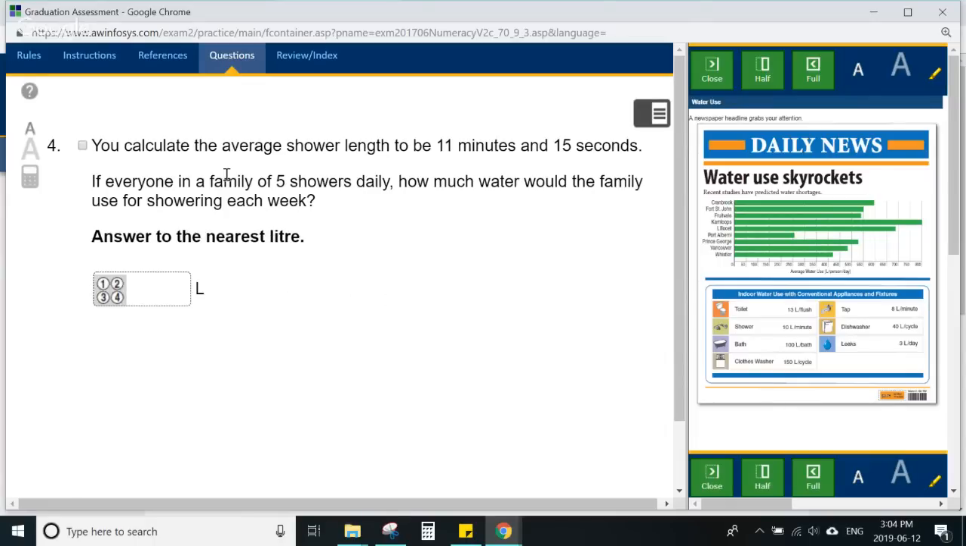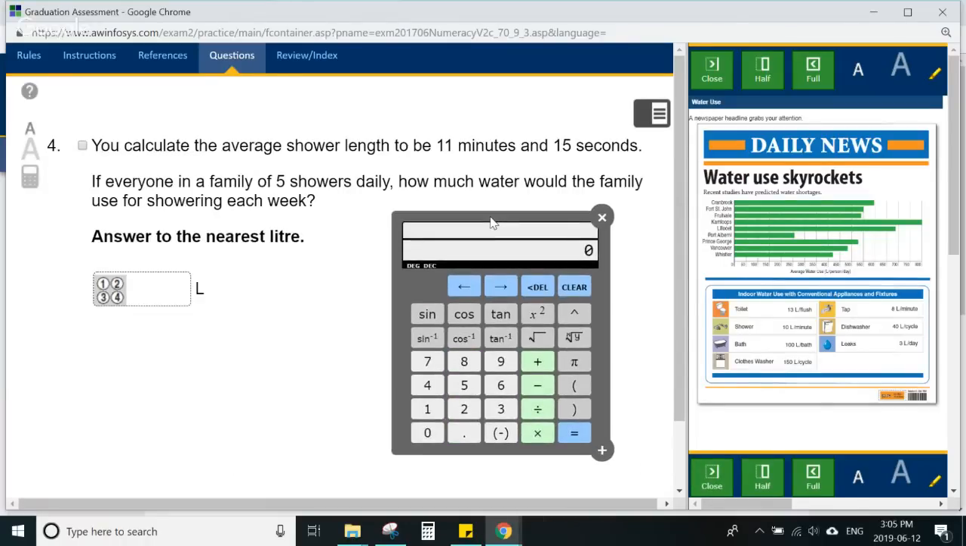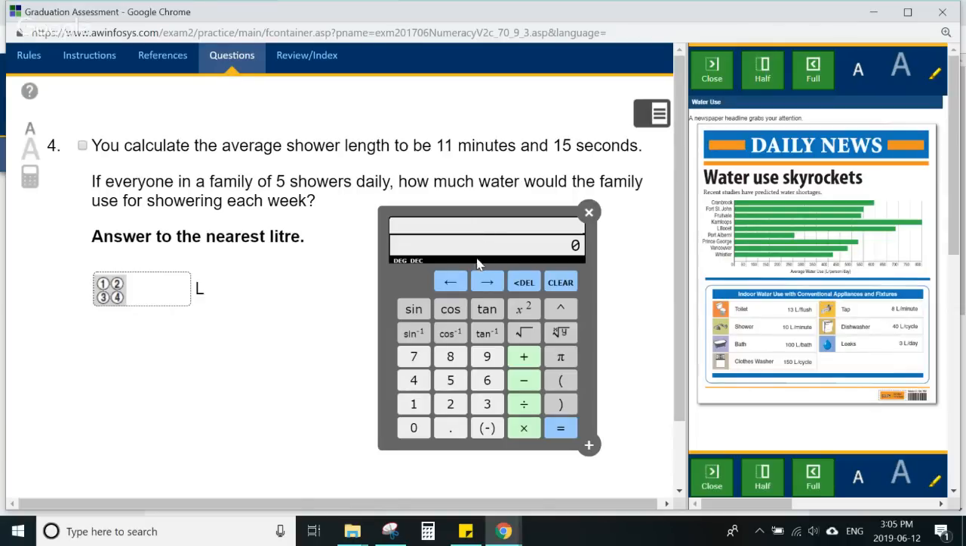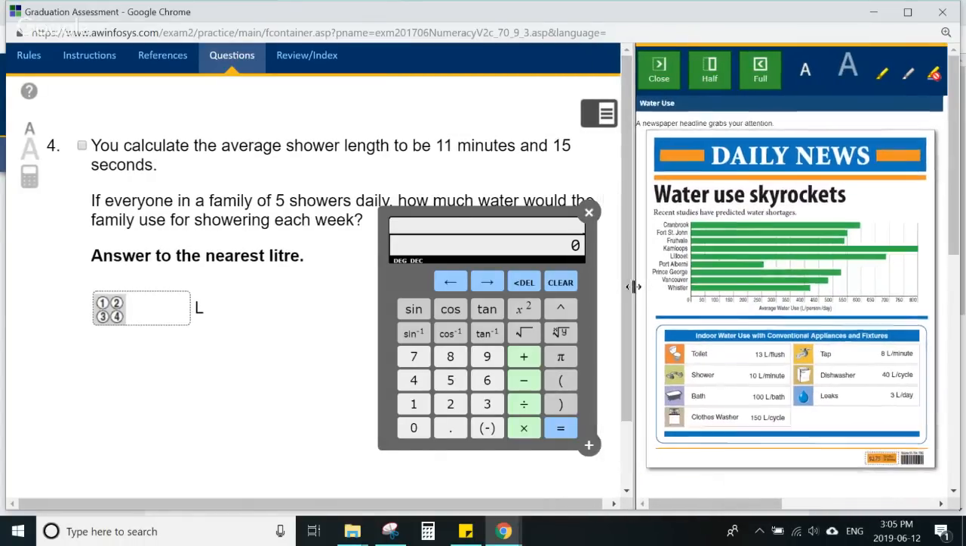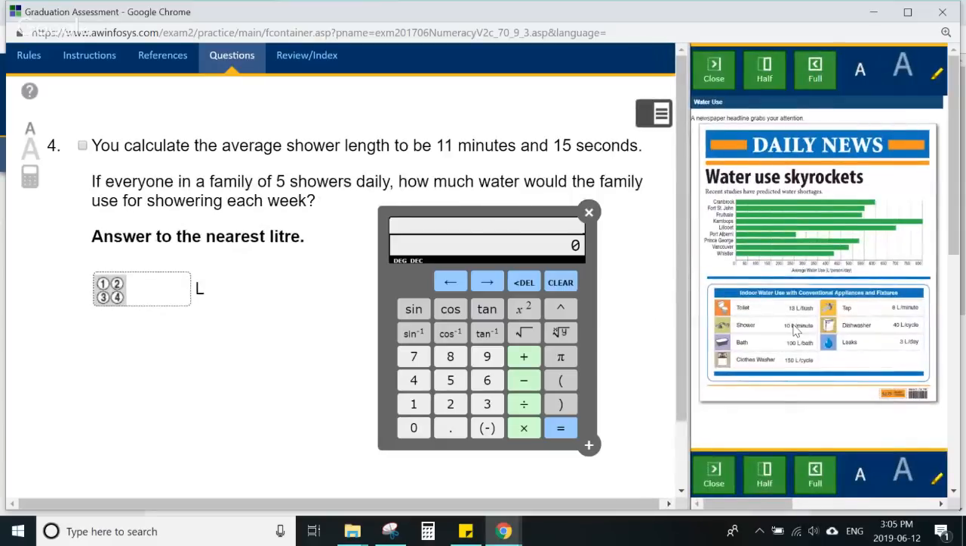Okay, our next one is you calculate the average shower length to be 11 minutes and 15 seconds. If everyone in the family of 5 showers daily, how much water would the family use for showering each week? So I'm going to pull out a calculator here. And we're also going to need some information from our table. A shower uses 10 liters every minute. So first of all, we're going to need to figure out how many minutes we're using the shower. Then we're going to have to multiply it by 10.